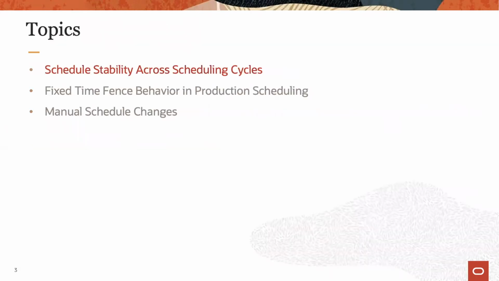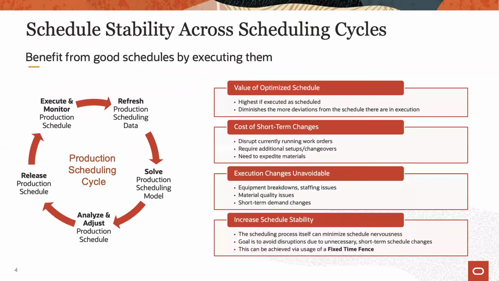Let's start with schedule stability. We already discussed the key tasks in a production scheduling cycle in previous lessons. We know that the goal of the production scheduling process is to generate a good and executable schedule, and by doing so to add value to the enterprise. It immediately is clear that the value that a schedule provides diminishes the more shop floor execution deviates from that schedule.